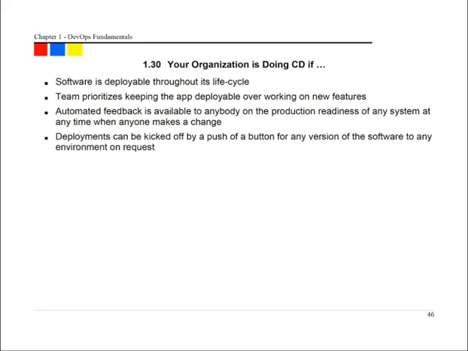That if something happens, if I do something to threaten its ability to deploy, I break the build in jargon, that I drop everything and I fix that before I add new features. That deployability is an important property. That we get automated feedback of the process, and that we can cause deployments by some mechanism, pushing a button or triggering something on request to environments.